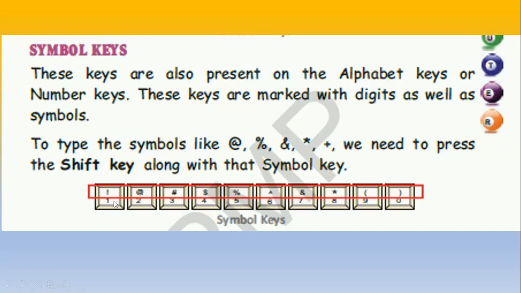These keys have two things printed. 1, 2, 3, 4, 5, 6, 7, 8, 9, 0 is already printed, but above these numbers there are some special symbols printed. So how to use these? When I press 1, 1 will be written. When I press 2, 2 will be written. How to write these symbols which are printed above? For this, you have to press the shift key along with these keys.